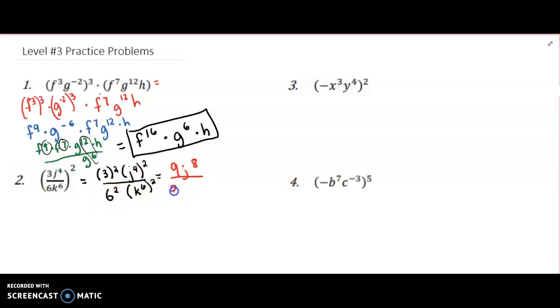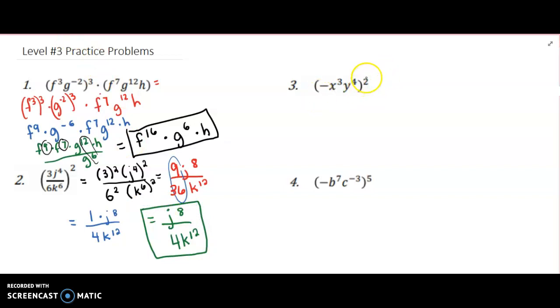Over, well 6 squared is 36. And then once again, we multiply these, so that's k to the 12th. Okay, one last thing we could do. 9 over 36 reduces to 1 over 4. So just 1 times j to the 8th over 4k squared. And if we wanted to make it look more proper, we would just do j to the 8th over 4k to the 12th.